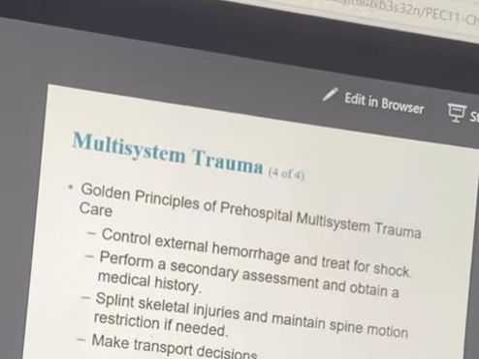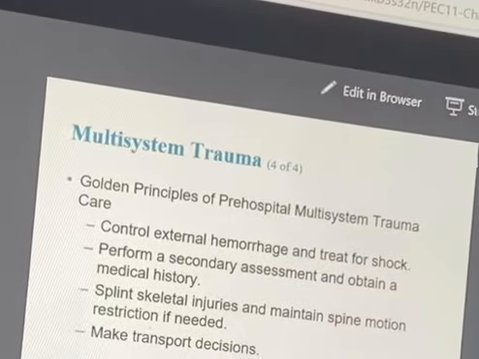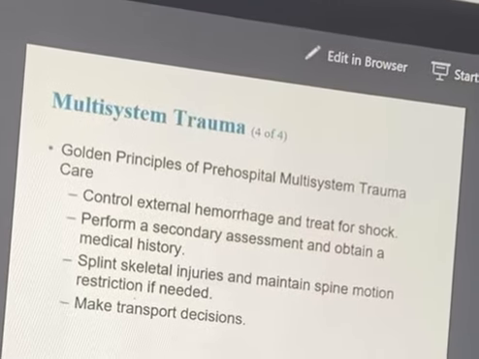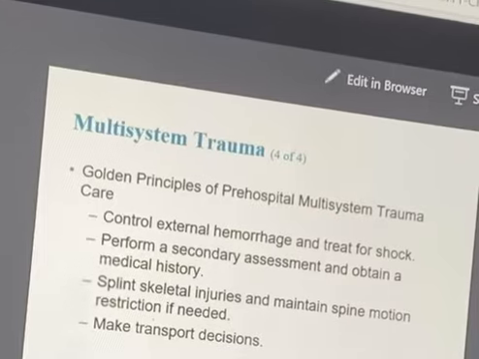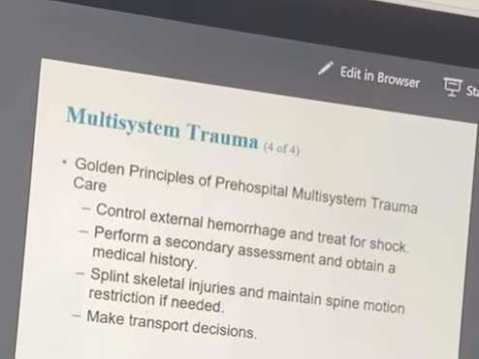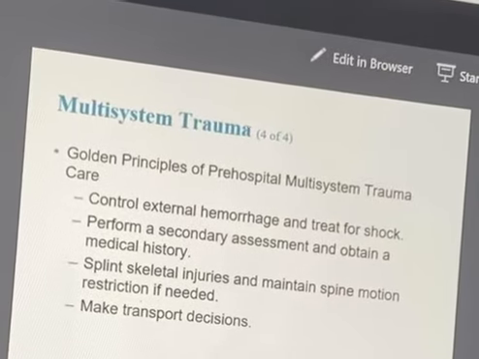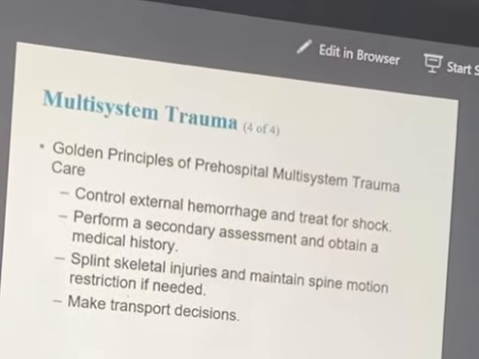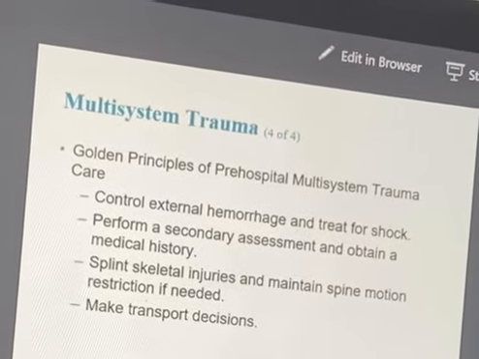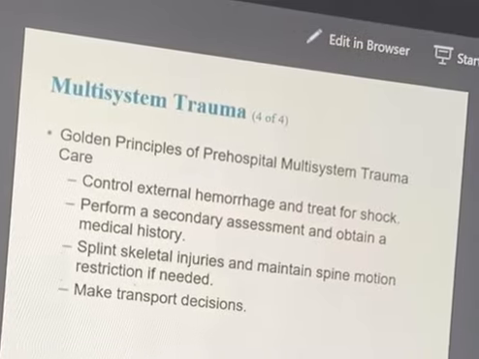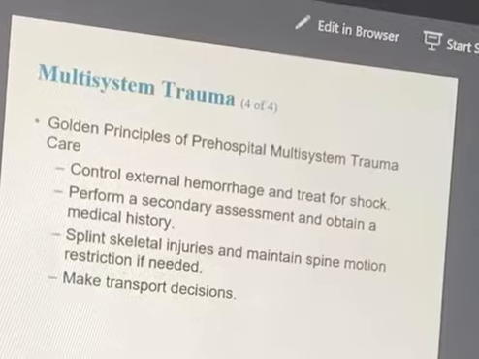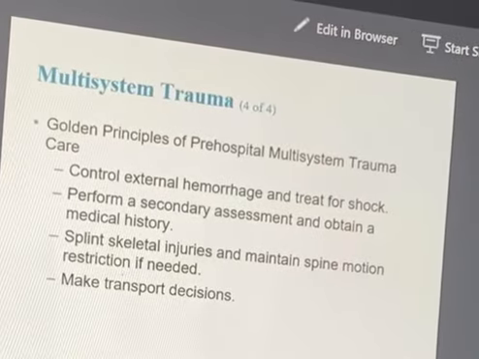Multi-system trauma patients can be found sitting, standing, prone, or supine when you arrive on scene. These patients may require spine motion restriction. Any musculoskeletal injury should be splinted en route if the patient is unstable. Cellular oxygenation is impaired when a patient is bleeding profusely. The loss of hemoglobin reduces the capacity of the blood to carry and deliver oxygen to the cells. This leads to cellular hypoxia and anaerobic metabolism.